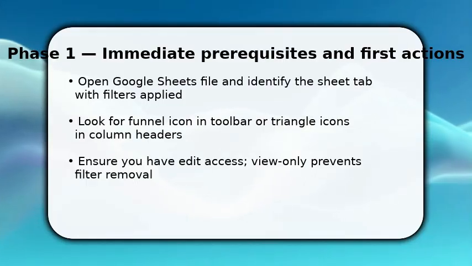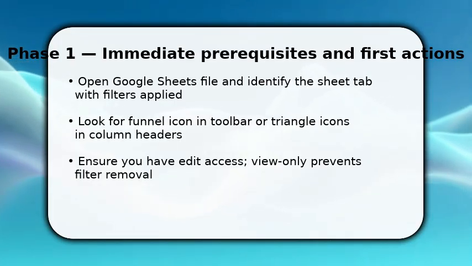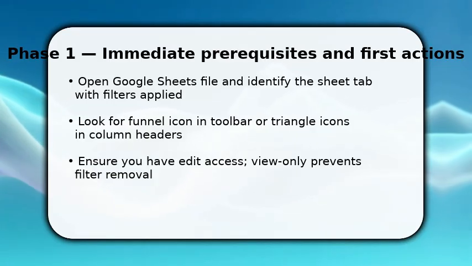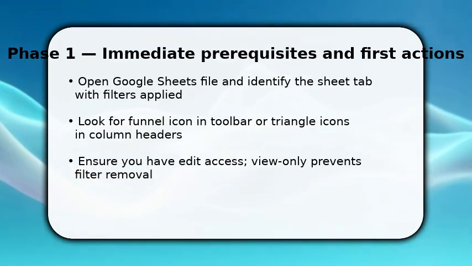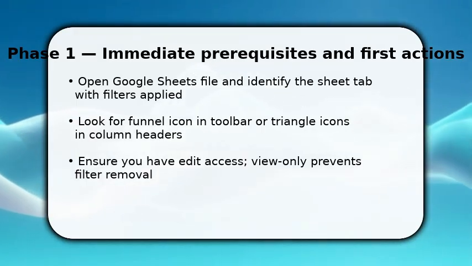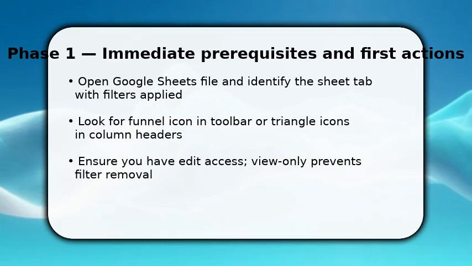You start by opening the specific Google sheet and finding the filtered sheet. This matters because filters only apply per sheet. Once open, scan the toolbar for the funnel icon and check column headers for small triangles. Those show active filters. If you don't have edit access, request it now. Otherwise, you can't remove filters.